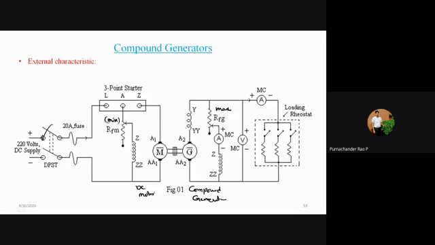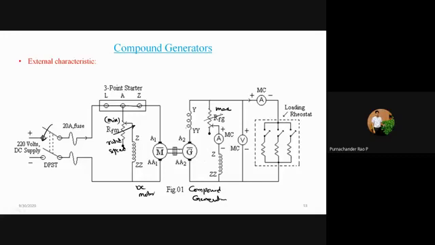Now we close the DPST switch, and you start the motor with the help of a 3-point starter, so that the field flux will be built up in the motor and it takes the armature current. Now it starts rotating, and therefore the armature of the generator also starts rotating. So adjust the field regulator to get the rated speed. We need to adjust this field rheostat to get the rated speed, and therefore your generator is running at the rated speed.